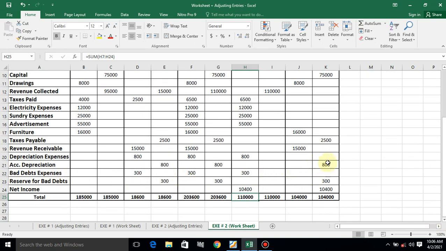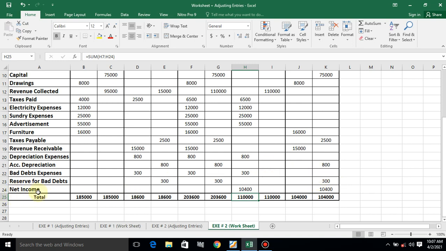Accumulated depreciation would be written on the credit side, because you can see that in the adjusted trial balance accumulated depreciation is mentioned on the credit side. And then we have reserve for bad debts. Reserve for bad debts is also mentioned on the credit side in the adjusted trial balance, that's why in the balance sheet we'll mention it on the credit side. Reserve for bad debts is an item that belongs to the balance sheet, because in the balance sheet usually we subtract reserve for bad debts from accounts receivable, so that's why we have mentioned the reserve on the credit side.